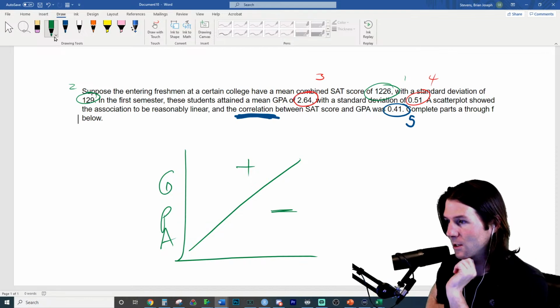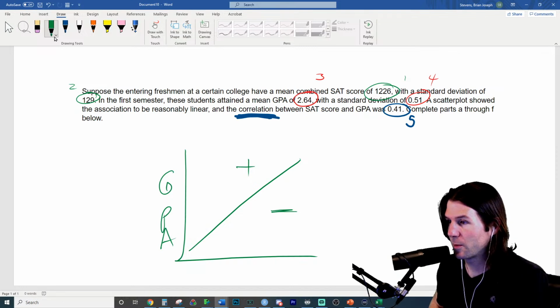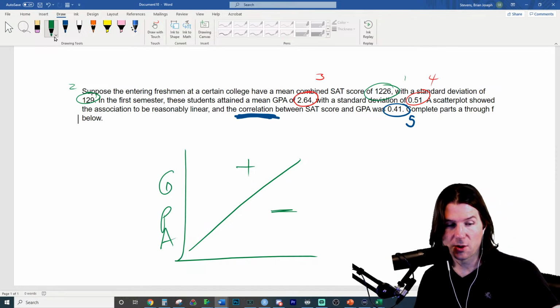Just put positive or negative in the chat. Which one of those would you rather have right here? Would you rather be above what the model predicts, which is positive residual, or below what the model predicts, which is negative residual? Which one would you rather be? Because residual is your actual minus your predicted.